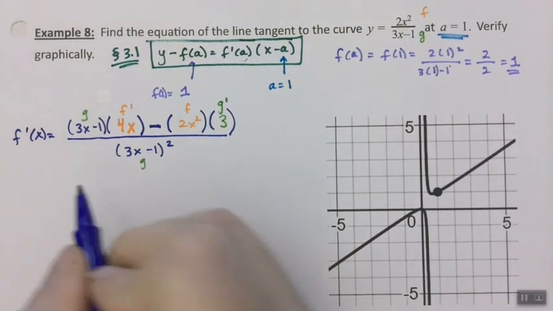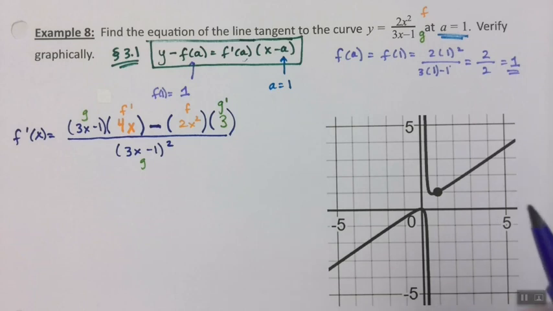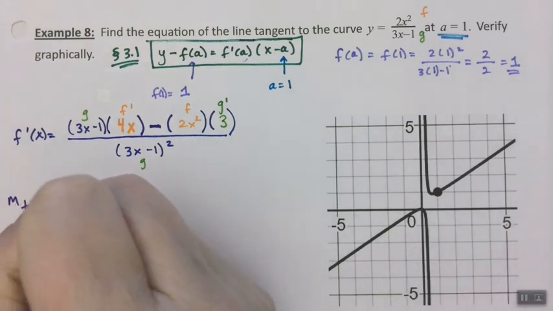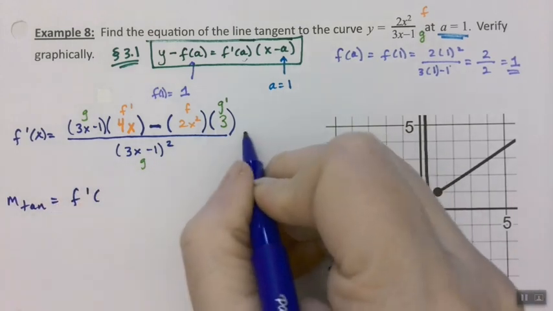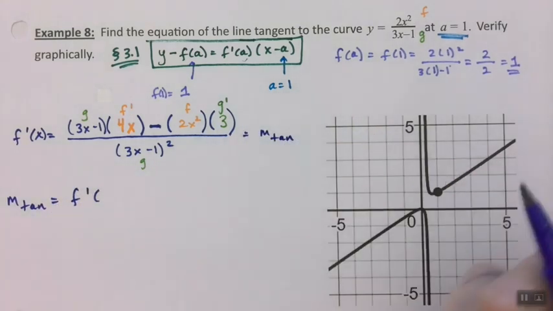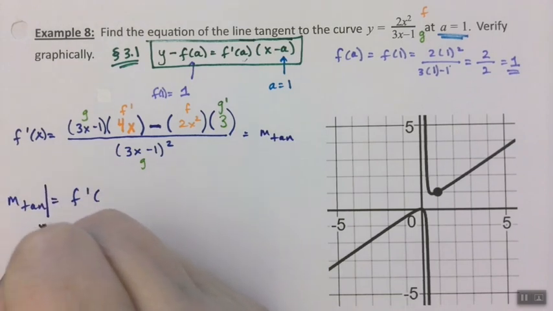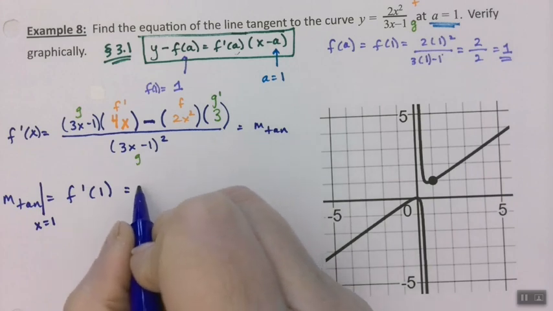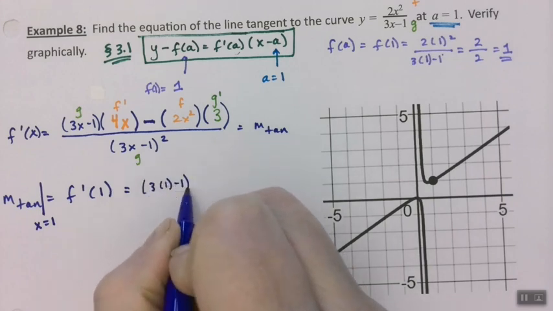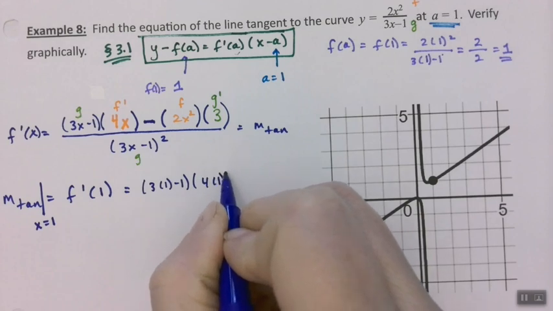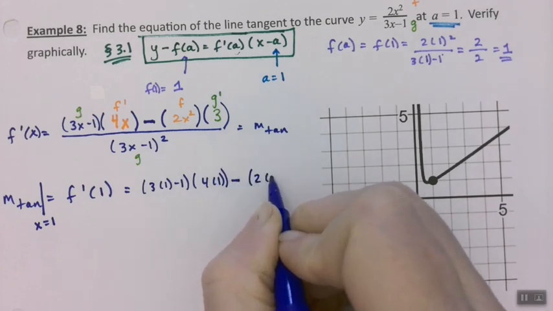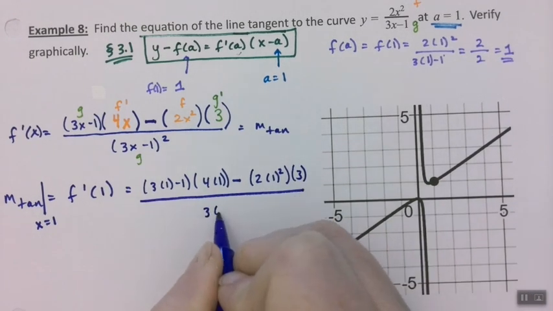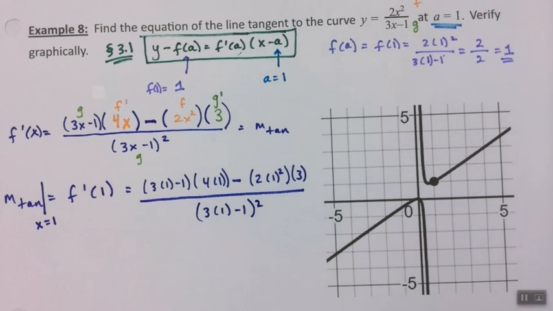All right, so we don't have to simplify. All we want out of this is the slope of the tangent. Technically this is the slope of the tangent at any x value, but I want the slope of the tangent at x equals 1. So I'm going to find it at 1. I'm just going to stick 1 into this thing. So 3 times 1 take away 1, 4 times 1 minus 2 times 1 squared times 3 all over 3 times 1 take away 1 squared.